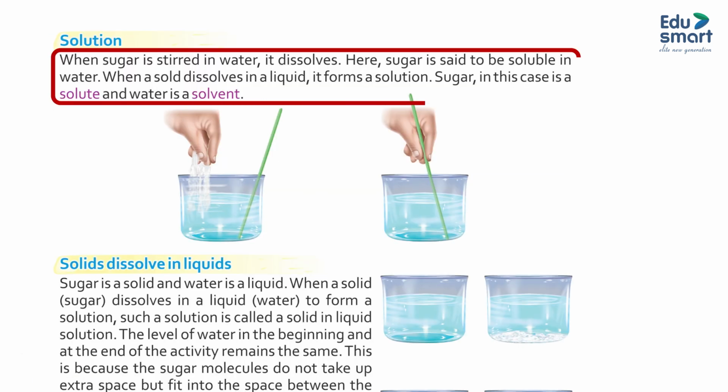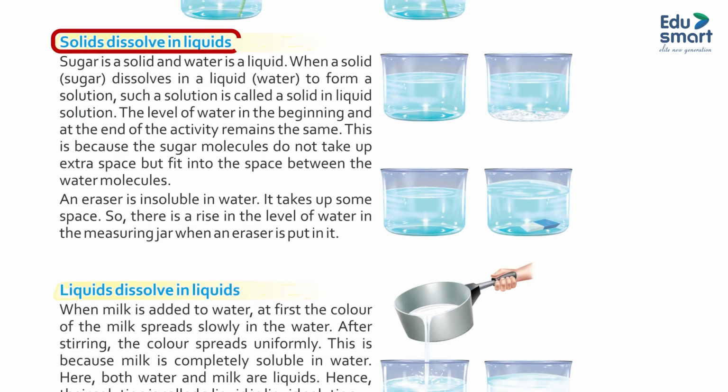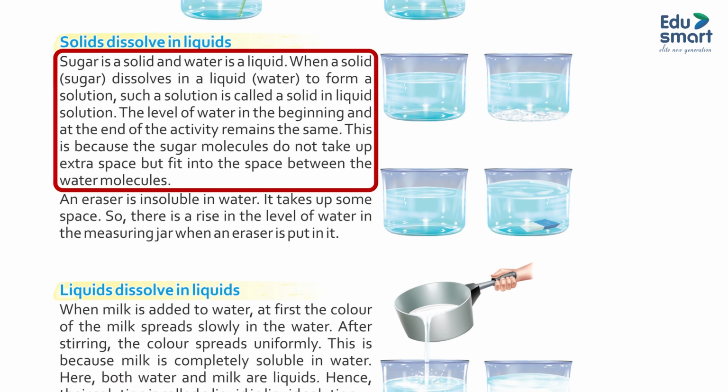Solution. When sugar is stirred in water, it dissolves. Sugar is said to be soluble in water. When a solid dissolves in a liquid, it forms a solution. Sugar in this case is a solute and water is a solvent. Solids dissolve in liquids. Sugar is a solid and water is a liquid.